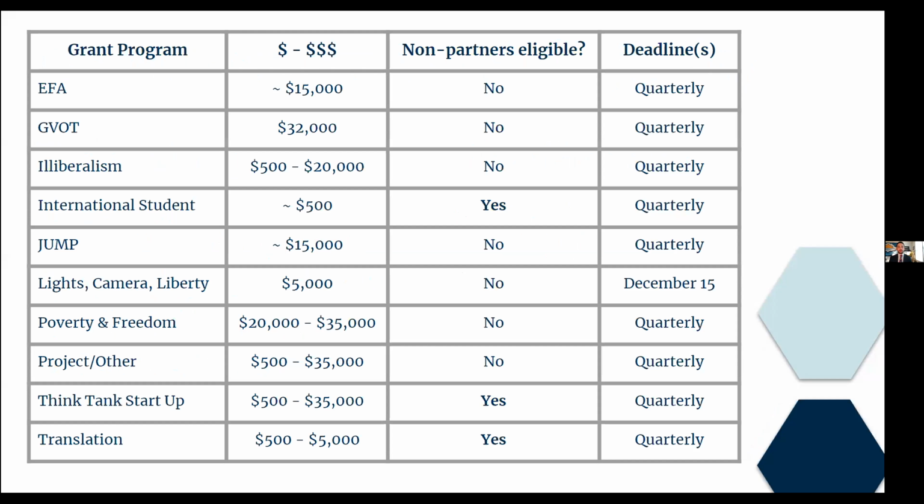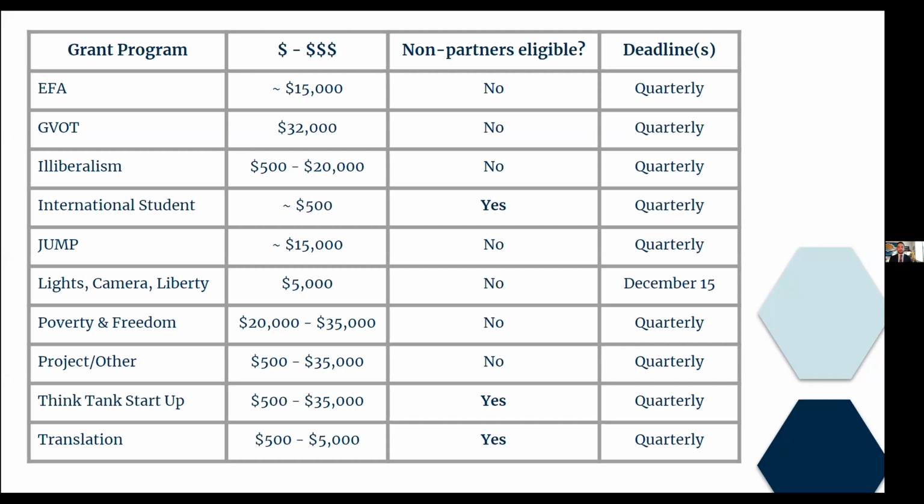Here's a chart that breaks down some of the dollar amounts that we ask for, whether or not non-partners are eligible, and the deadlines. I just wanted to remind everyone that most of our grants, other than the Lights, Camera, Liberty program, are available quarterly. We will continue to remind you, but these dates are February 15th, May 15th, August 15th, and November 15th every year. Those are the 4 deadlines.